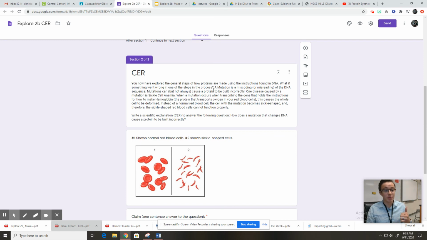The instructions are messed up, hemoglobin doesn't get made correctly, and what happens is that causes the red blood cells, instead of being nice normal round red blood cells, to be deformed and sickle shaped, and so they can't function properly. They can't properly transport oxygen through your body.